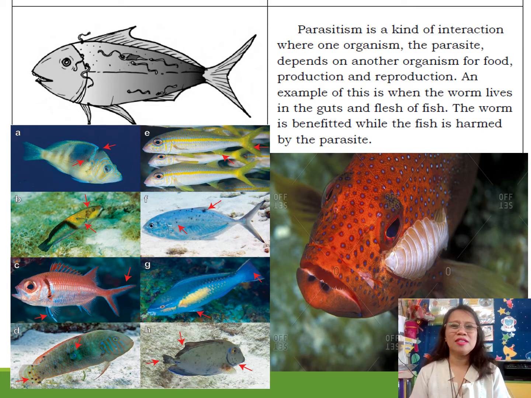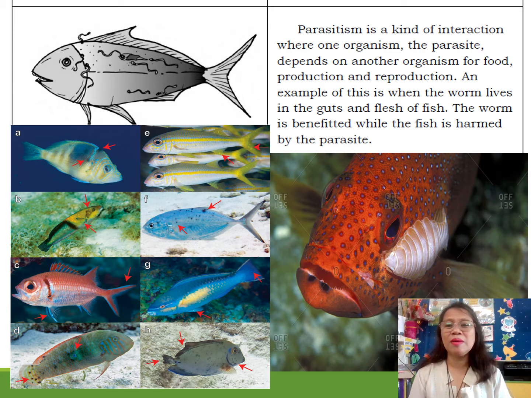Next is the so-called parasitism. From the word parasite. Parasitism is a kind of interaction where one organism, the parasite, depends on another organism for food, production, and reproduction. An example of this is when the worm lives in the guts and flesh of fishes. So sa mga pareha na sa isda na yung mga worms nga naglive sa iya, nay pagkaon. So, madaot ang fish. The fish is harmed with the presence of the parasitic worm.